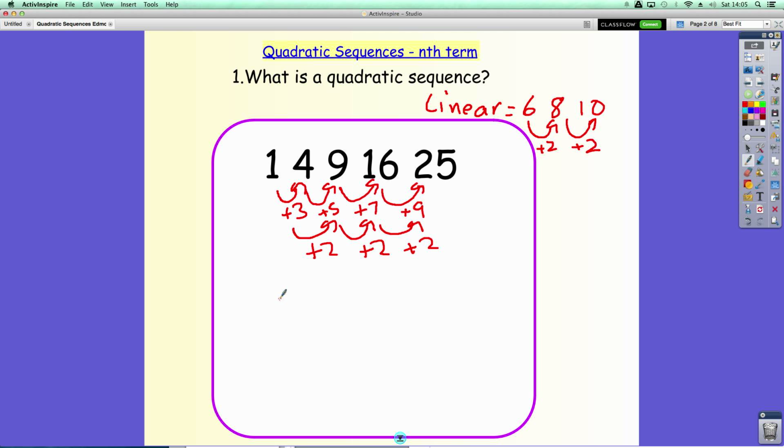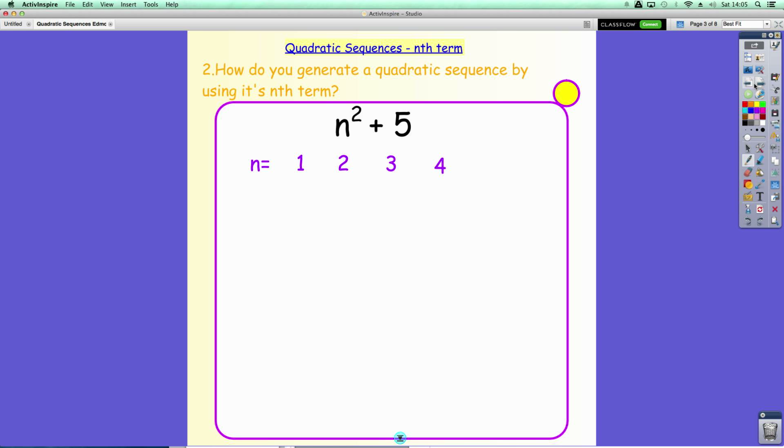Also, from looking at quadratic expressions, you would know that a quadratic sequence will also have an n squared. The highest power of n you'll get is n squared. So let's start looking at how you generate it.